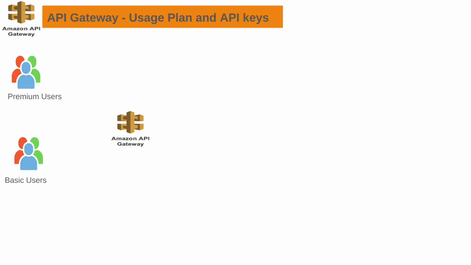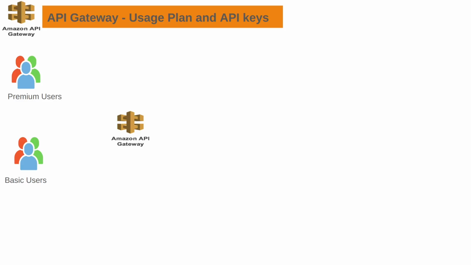Now let's discuss API Gateway usage plans and API keys. Let's say in your application you want to maintain basic users and premium users. You have some study material, and you want to provide access to premium users for other documents. The throttling for the premium user will be highly configurable, and the throttling for the basic user will be a lower number of accesses per second.